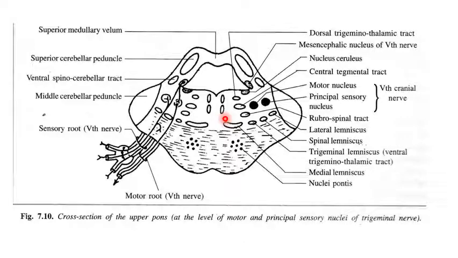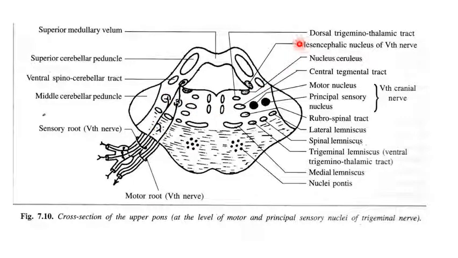Now the only thing that remains is the nuclear complex at this level. In the lower level there is the nuclear complex of the facial nerve. In this section there is the nuclear complex of the trigeminal nerve. There is a motor nucleus which is medial, and the principal sensory nucleus which is lateral to it. Motor nucleus gives rise to the motor root, which is smaller and medial, and the principal sensory nucleus actually receives fibers from the sensory root.